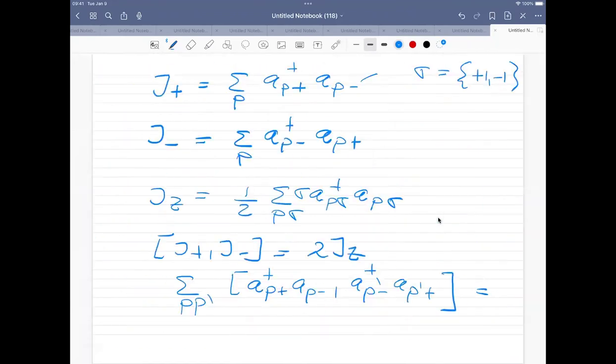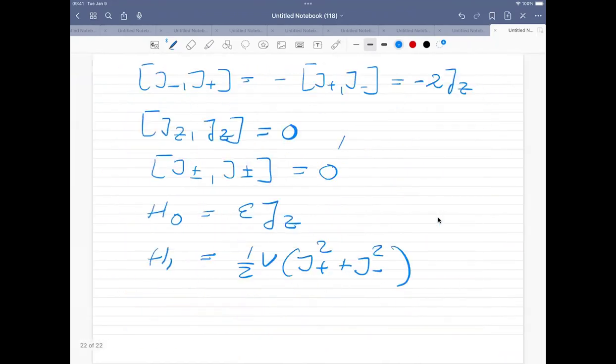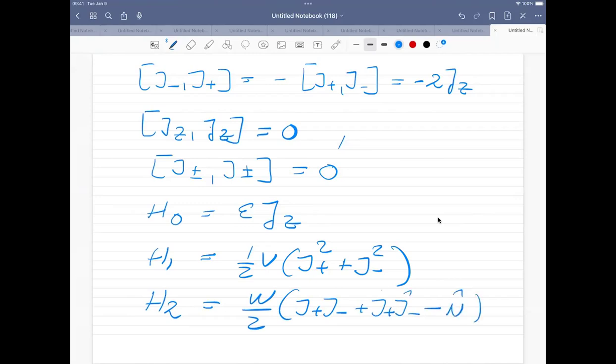So you can then rewrite this one in terms of Jz, and you will also be able to rewrite this one in terms of this constant, and then it contains J plus J minus plus J minus J plus, minus the number operator. I've forgotten to put hats on all these, because these are now operators.